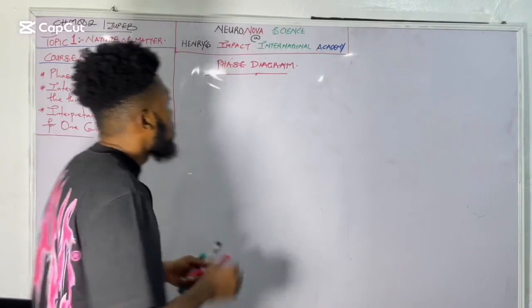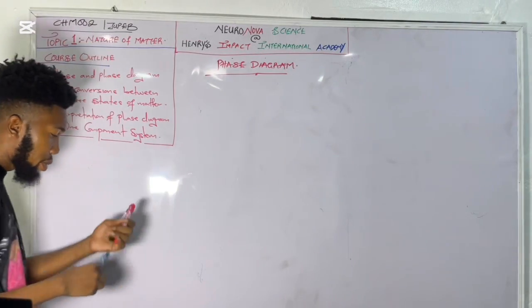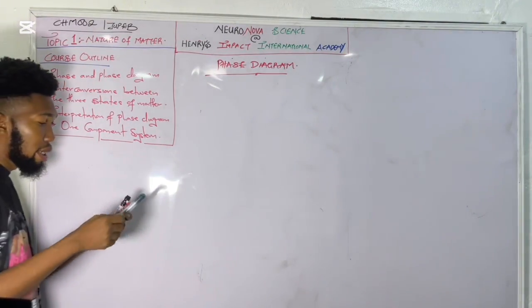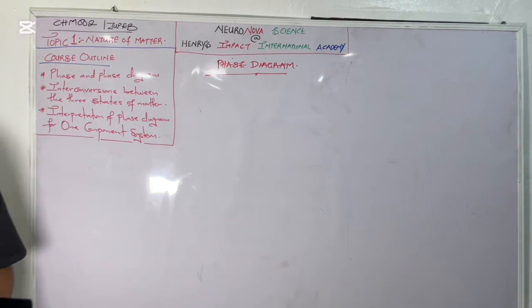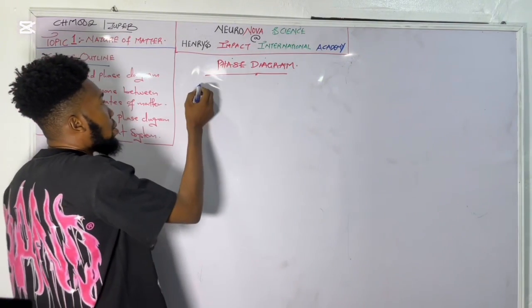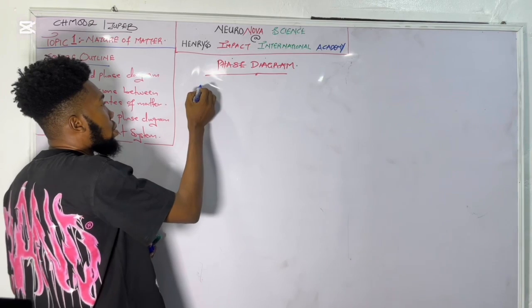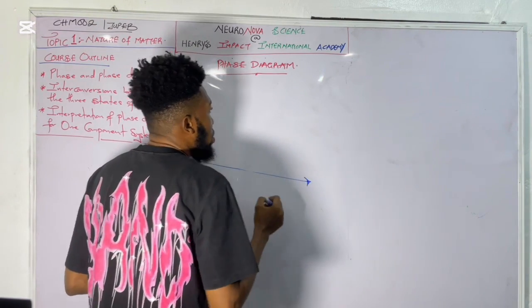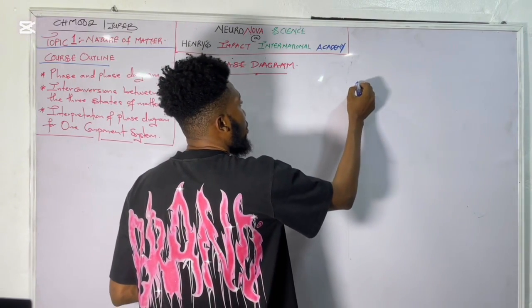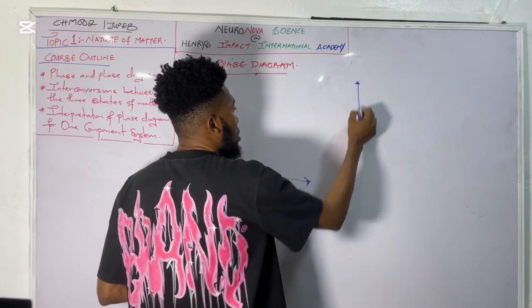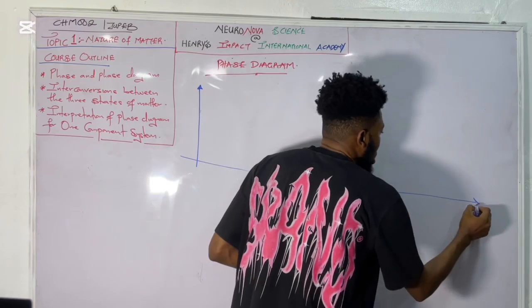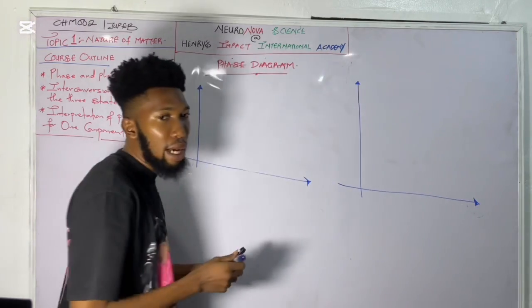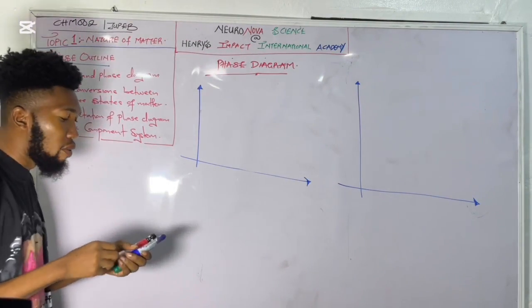Alright, good. Now we have phase diagram, and we said it's literally a plot. We said it is a plot between what and what? We said it is a plot between pressure and temperature. So I'm going to be using two phase diagrams here to explain something. What are the two phase diagrams? So I'm going to be using the phase diagram of water and carbon dioxide.